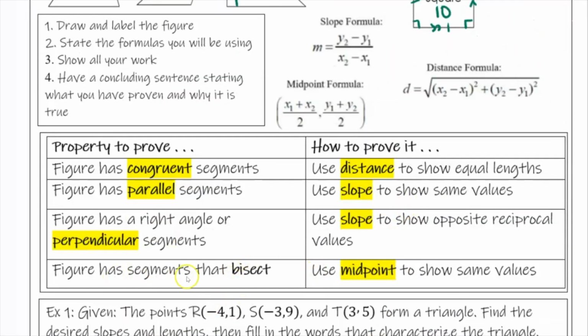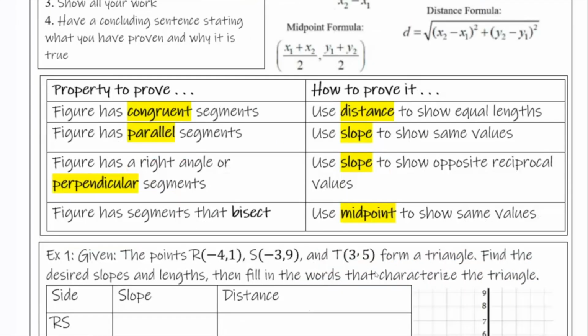All right, if the figures have segments that bisect, cut something in half, I'm using the midpoint to show the same values. However, I don't think they apply this one in this. So that's basically what we're doing. Let's practice.